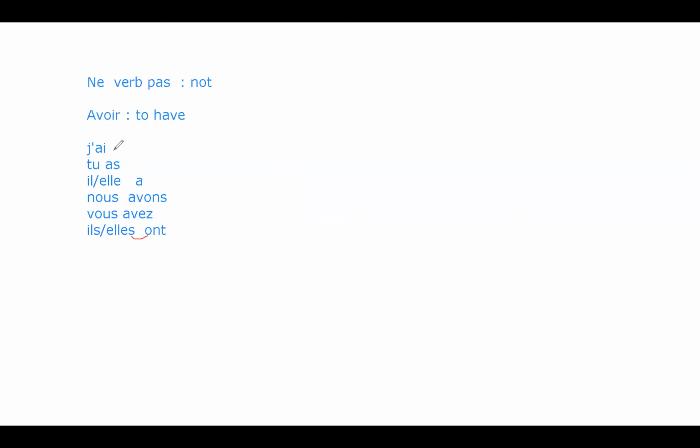Very nice. So the conjugation is j'ai, tu as, il a, elle a, nous avons, vous avez, ils ont, elles ont. That is the verb. Very nice.